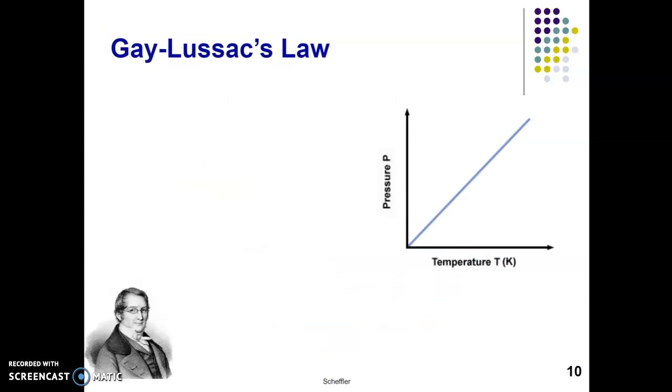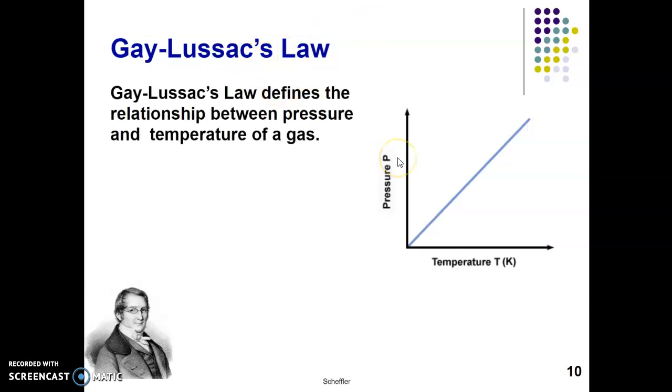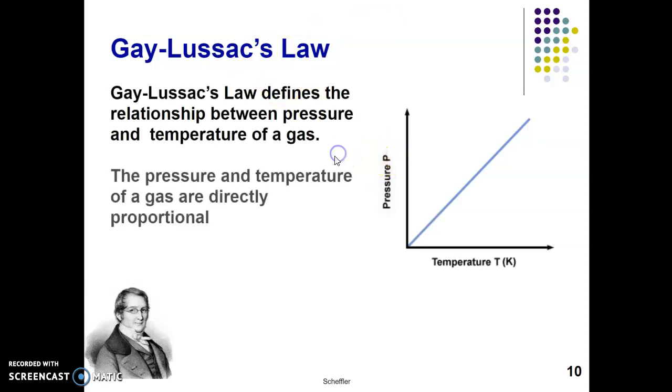So 2 gas laws down, 2 to go. We are halfway there. So we had Charles' law, Boyle's law, now we have Gay-Lussac's law. Gay-Lussac's law defines the relationship between pressure and temperature of a gas. It's basically saying that the pressure and temperature of a gas are directly proportional. So just like volume and temperature, however, in this case, it's pressure and temperature.